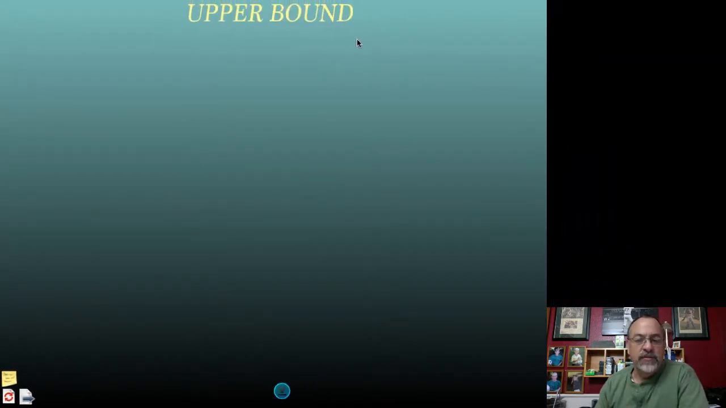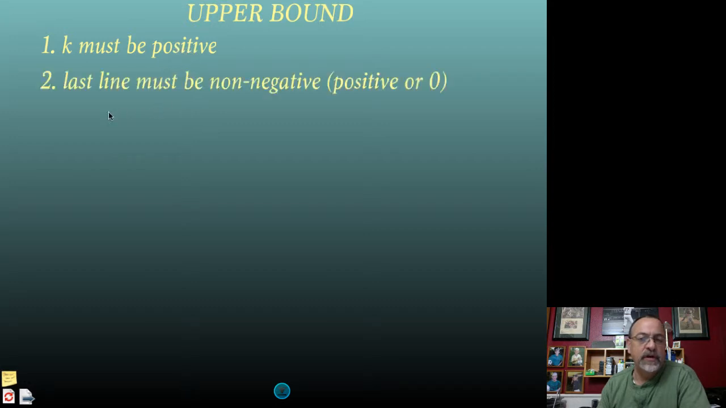It's kind of a little thing that happens with numbers you have to remember. So let me state that again as a process for you to be able to do that, and then we'll do an example or two. If we're looking at the upper boundary, the first thing we must do is that the k, the number we're dividing by using synthetic division, has to be a positive number. And the last line that I get after I do all my division has to be all non-negative numbers, so either 0 or positive numbers. If that's the case, then that k is the upper boundary.